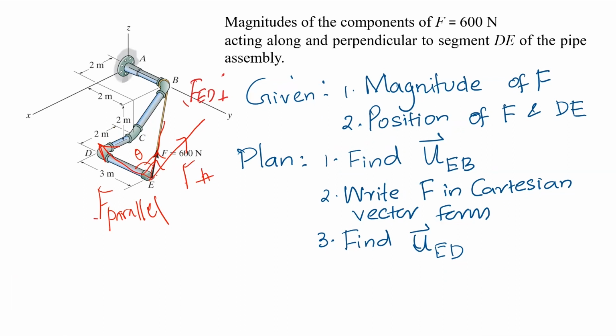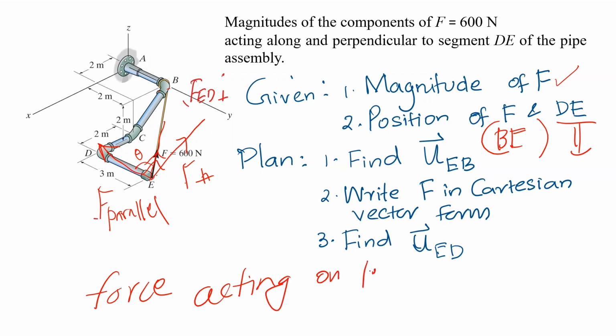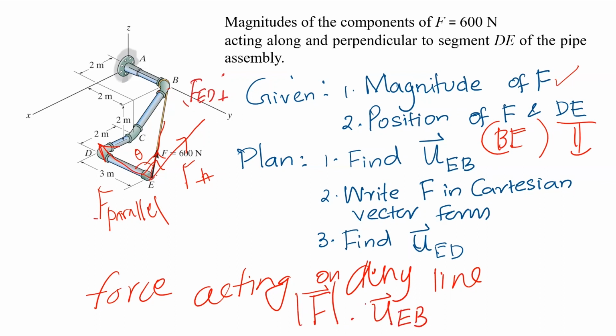So how do I find this? I was given the magnitude of the force, that it's acting along BE, and also the line DE. First I need to find my force vector, because only its magnitude is given and I don't know its direction. By looking at the positions of E and B, since my force is acting along EB, I can find the force along any line by getting the unit vector and multiplying the magnitude of my force by the unit vector along the line EB. Simply by doing that, I can find my force.